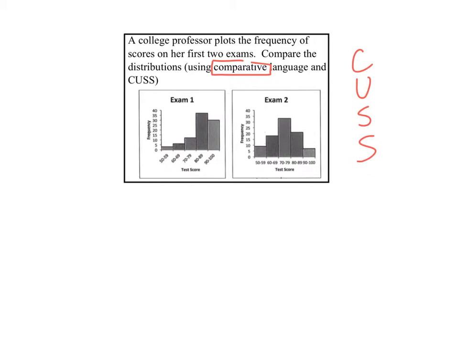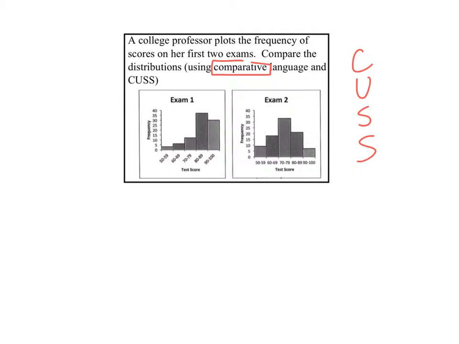Shape. Well, you'll notice exam one is very skewed to the left. Remember, skew, the shape describes the direction of where the tail is. This one looks very symmetric, very mound-shaped. So we would say the shape for exam one is skewed to the left, while the shape for exam two is very symmetric. So really think about a sentence that has both things mentioned, and compared.